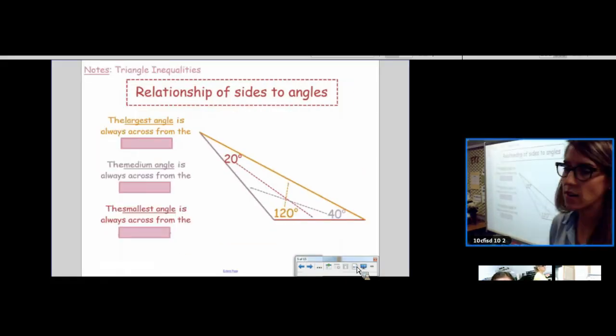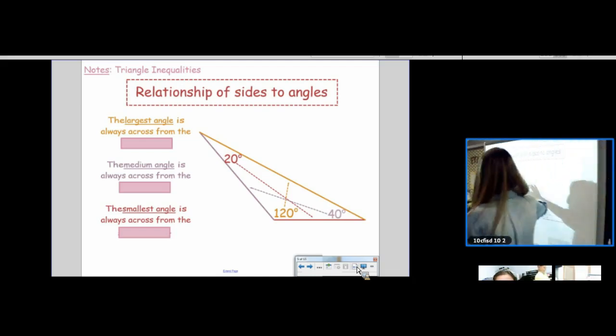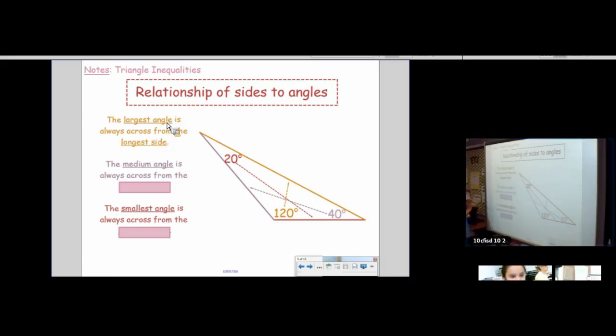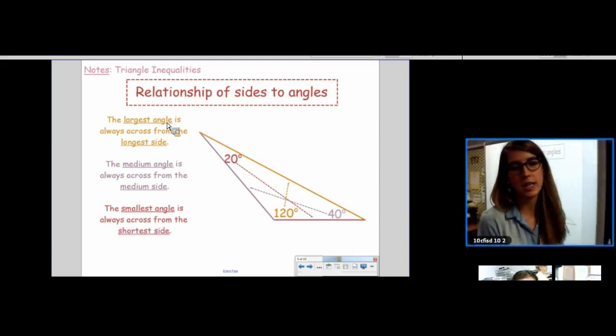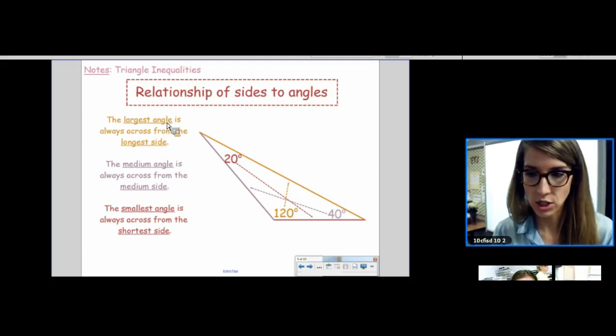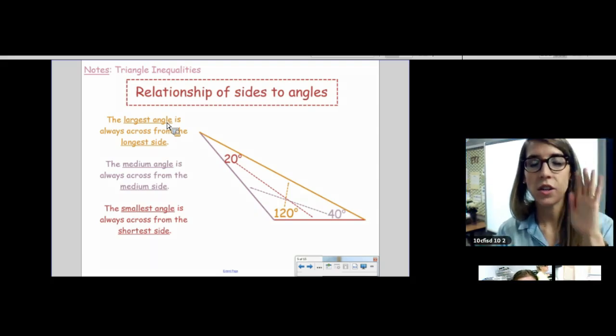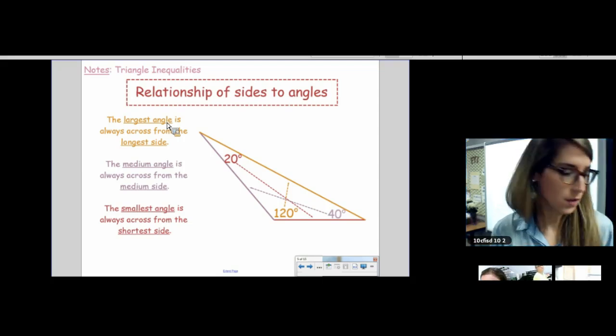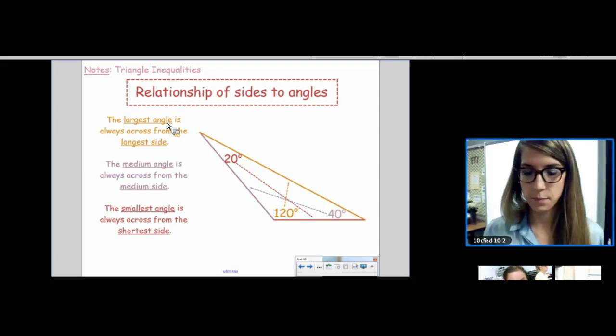So write this down in your notes. I know it's kind of common sense. The largest angle is across from the longest side. The medium angle is across from the medium side, and the smallest angle is across from the shortest side. So it's a direct relationship. The angle to the side across from it, not the side next to it, the side across from it. That's really important. I'll give you just a minute to write this down in your notes.